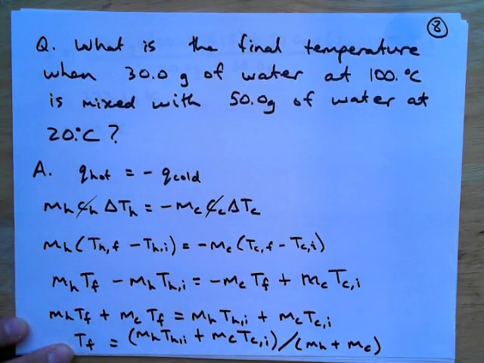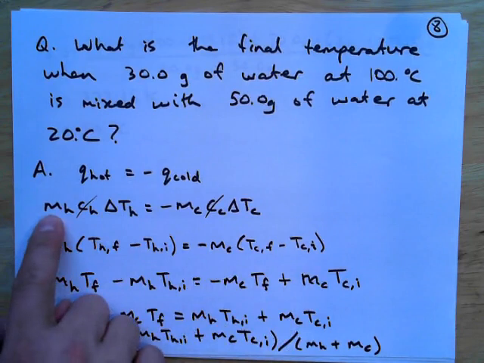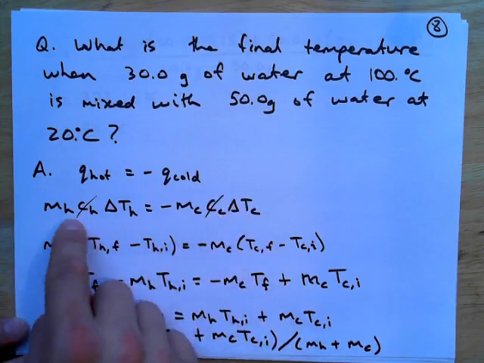Some of you might find it easier instead of working with letters all the way through. For me, it's better to work through with the letters. But if you want, at these initial stages, you can put in the mass of the hot water. You can put in the mass of the cold if you prefer to work with numbers. The heat capacity with the hot and the cold will cancel anyway.